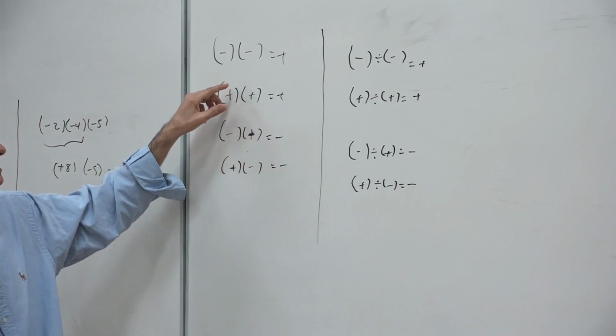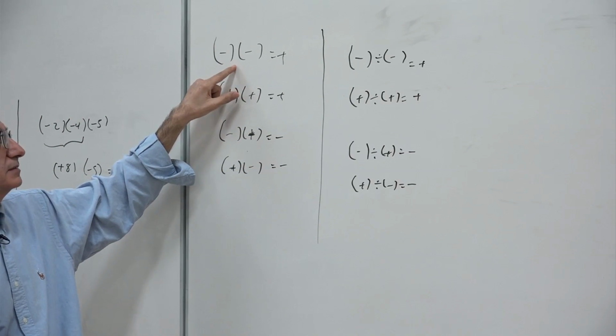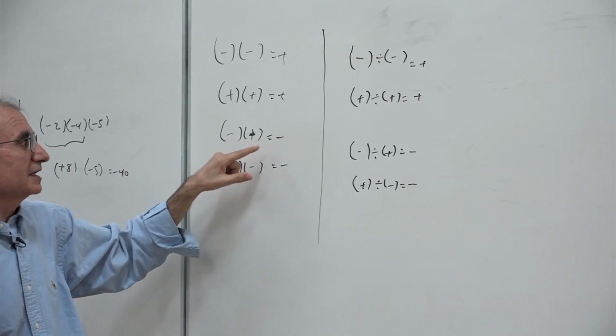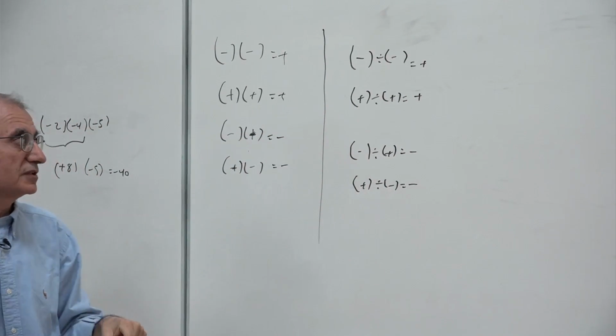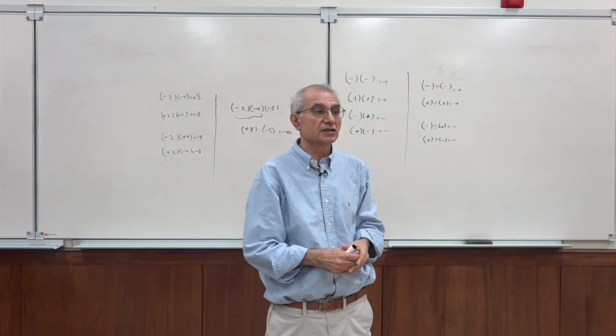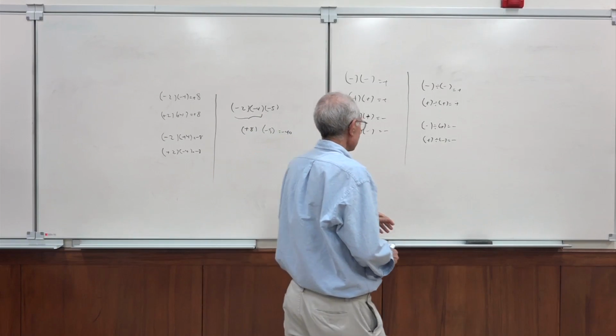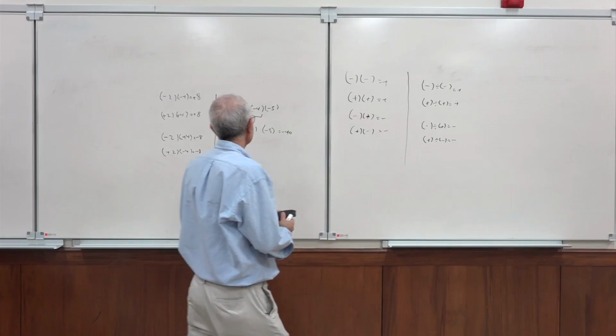Notice the similarity. When the signs are the same, the outcome is always positive. When the signs are different, the outcome is negative. Again, it doesn't make any difference which one is negative, which one is positive. As long as they are different, the outcome is going to be negative. Let me do a few examples for those for division for you.